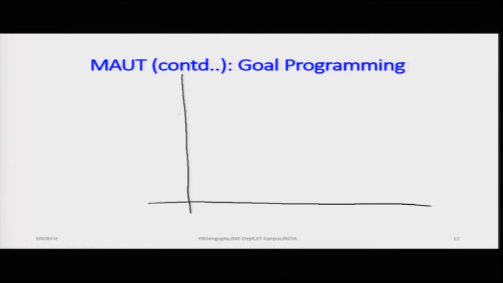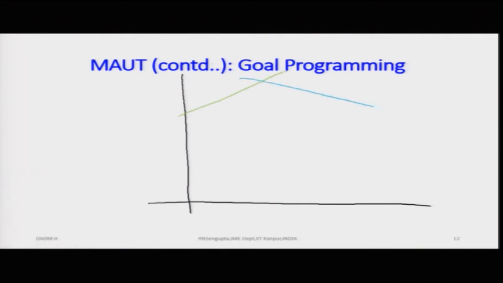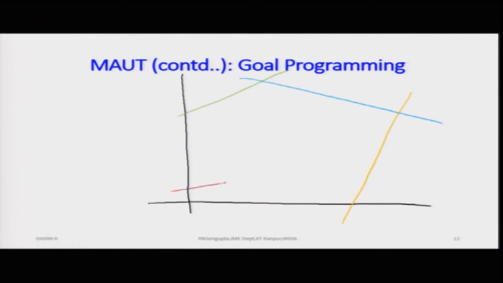So, consider this is one of the constraints. I am drawing the simple linear constraints. The second one is this. Then third one is this. Then fourth one is this.